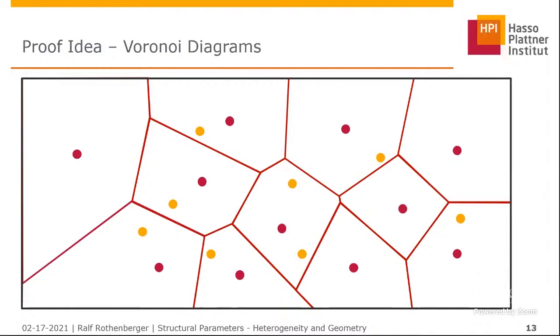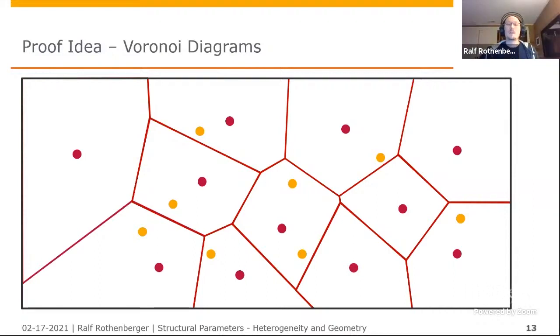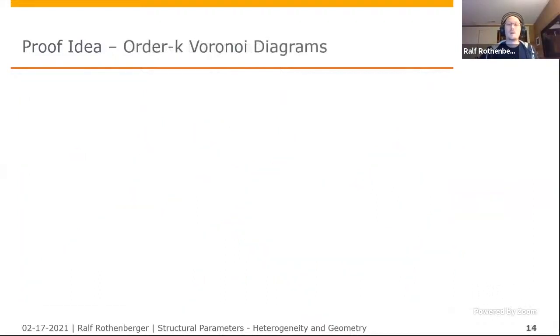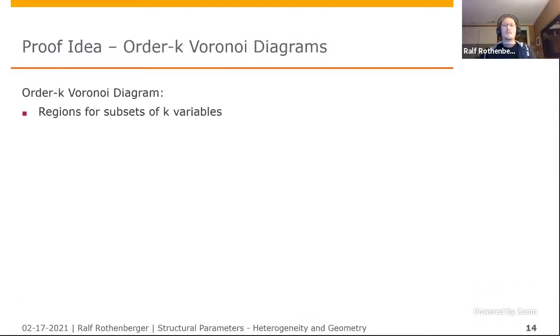And you can generalize this idea of Voronoi diagrams also to look at more than only one variable. And this is called an order k Voronoi diagram. So order k Voronoi diagrams, you have also regions, but not for every variable node, but for every subset of k different variables. And you can draw a diagram in a similar way. And then if you randomly draw your clauses, just by looking at the region the clause falls into, you know exactly which k variables this clause contains.